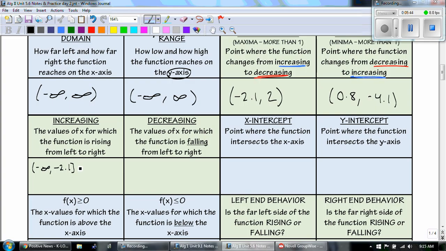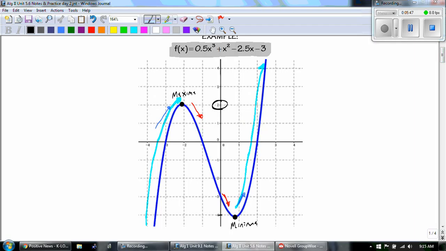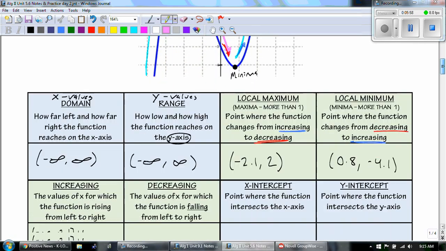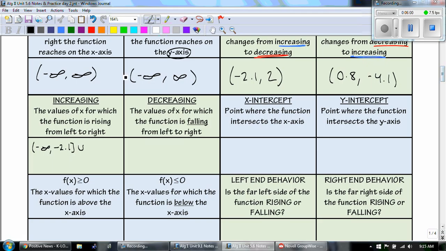And then there's a break, okay? Because see, we're not increasing right here. Now we start decreasing. And then at the minima, that's where it starts going up again, okay? So then we start going up at the 0.8 to positive infinity, okay?